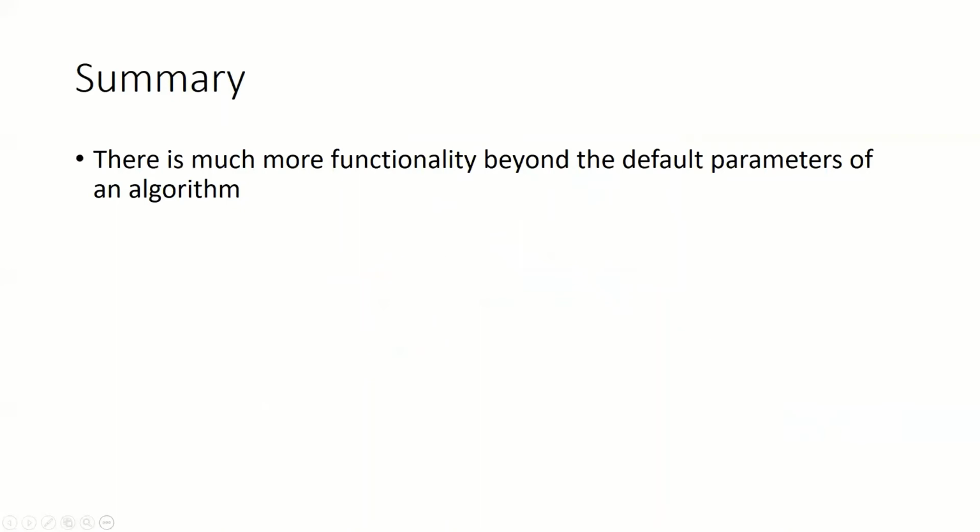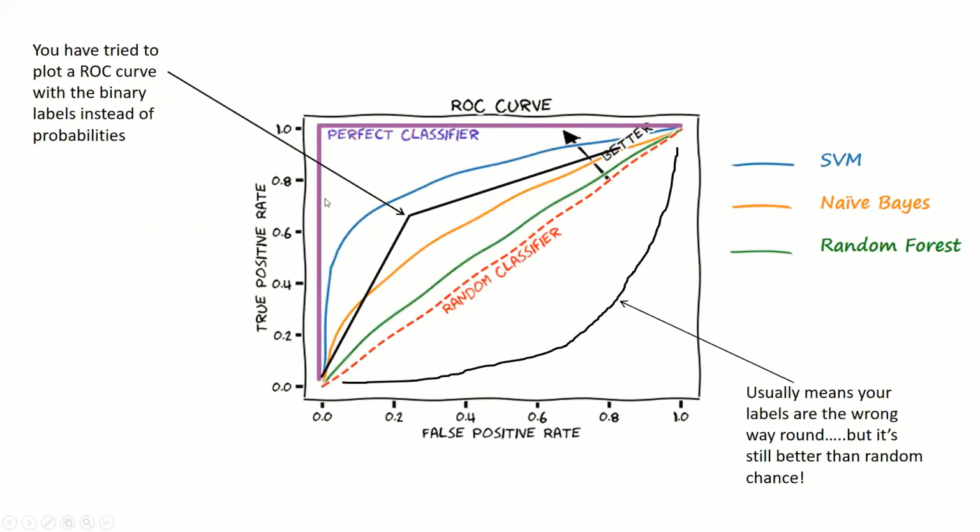So in summary, there is much more functionality beyond the default parameters of an algorithm. We can tune hyperparameters, and again, that's always done in training. By the way, just before I go on, even though we get the best threshold for a ROC curve during training, just like accuracy, you should always run a ROC curve on the test sample just to report the sensitivity and specificity range on the test set. So you do ROC analysis in the training stage just to get the best threshold, and then you also present it as you would with accuracy on the final test set.